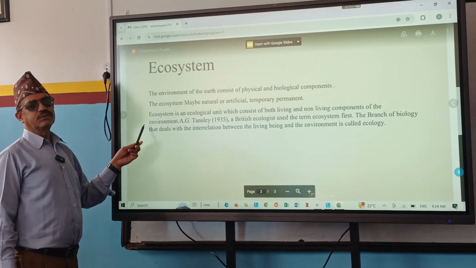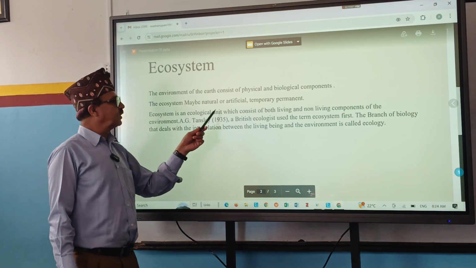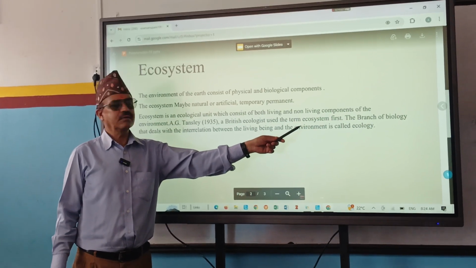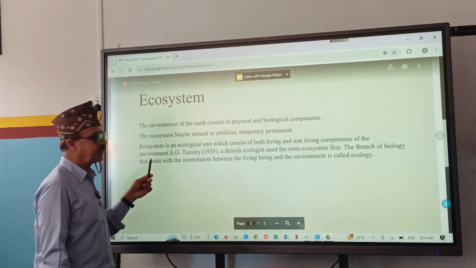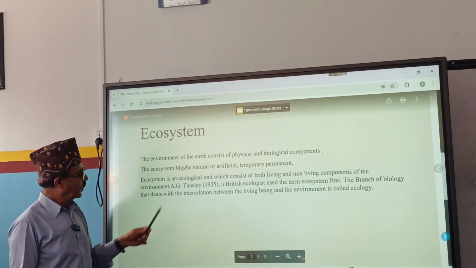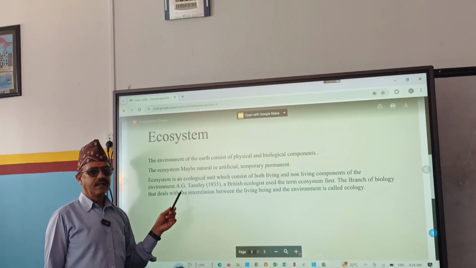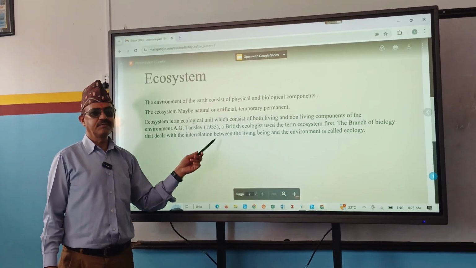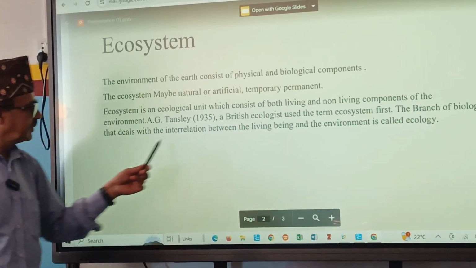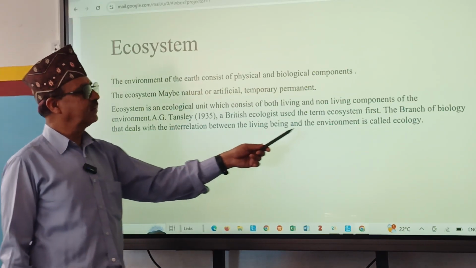Here is the definition of ecosystem. An ecological unit which consists of both living and non-living components of the environment. There must be the presence of a living component as well as a non-living component. The word ecosystem was first used by A.G. Tansley in 1935 AD. And the definition of ecology: the branch of biology that deals with the interrelation between living beings and the environment.